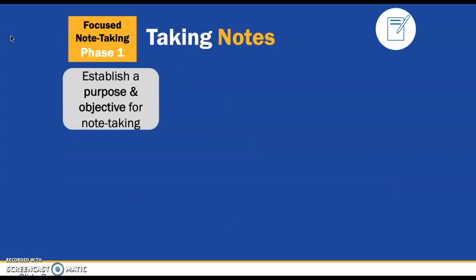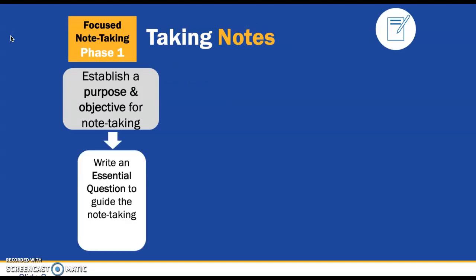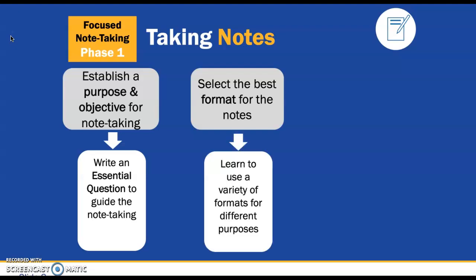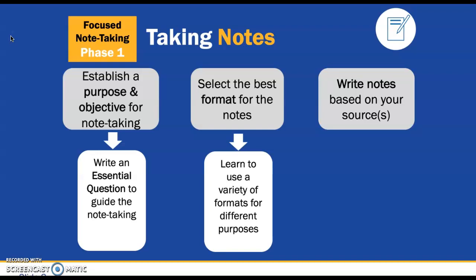Taking notes. First, you're going to establish a purpose and objective for note-taking. You're going to have your students write down an essential question to guide their note-taking. If you don't have an essential question, feel free to make an essential question or use your objective or standard. Select the best format for the notes. As teachers, we probably know what types of notes are best for our lesson. I try to give my students free rein, but sometimes they need to do 3-column notes, or sometimes they need to do a Venn diagram. So if there is a format that you want them to use, please let them know, or allow them to choose. Write notes based on your sources.